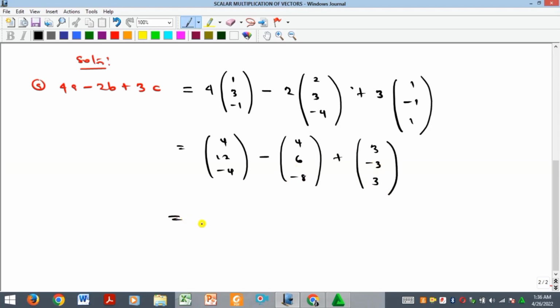And so in addition, we are now going to just do the operation on each corresponding component. So here we are going to have 4 minus 4 is 0, plus 3, we'll just have 3 here. 12 minus 6 is 6, then plus minus 3 will give us 3 also. Then minus 4 minus 8. Minus 8 is plus 8. Then minus 4 plus 8 is 4 plus 3, and that will give us 7. And that is the required solution for problem A.